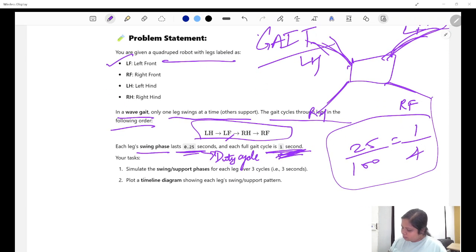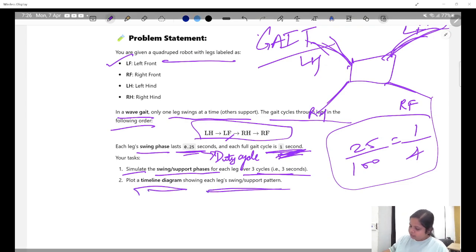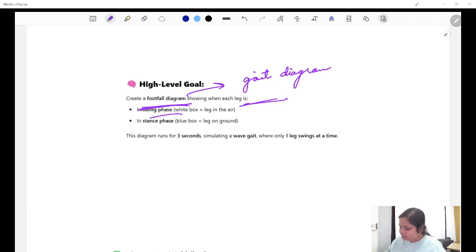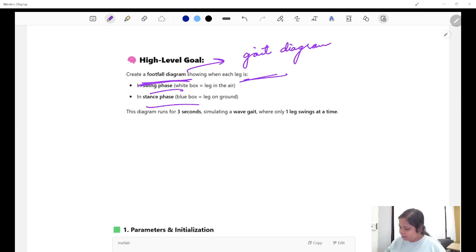Your task is to simulate the swing and support phase for each leg over 3 cycles, that is 3 seconds, not just 1 second, and plot a timeline diagram showing each leg's swing support pattern. Let me take you through the code. Before that, we want to create a footfall diagram, which we also call a gait diagram, showing when each leg is in swing phase and when each leg is in stance phase. The diagram runs for 3 seconds, simulating a wave gait.